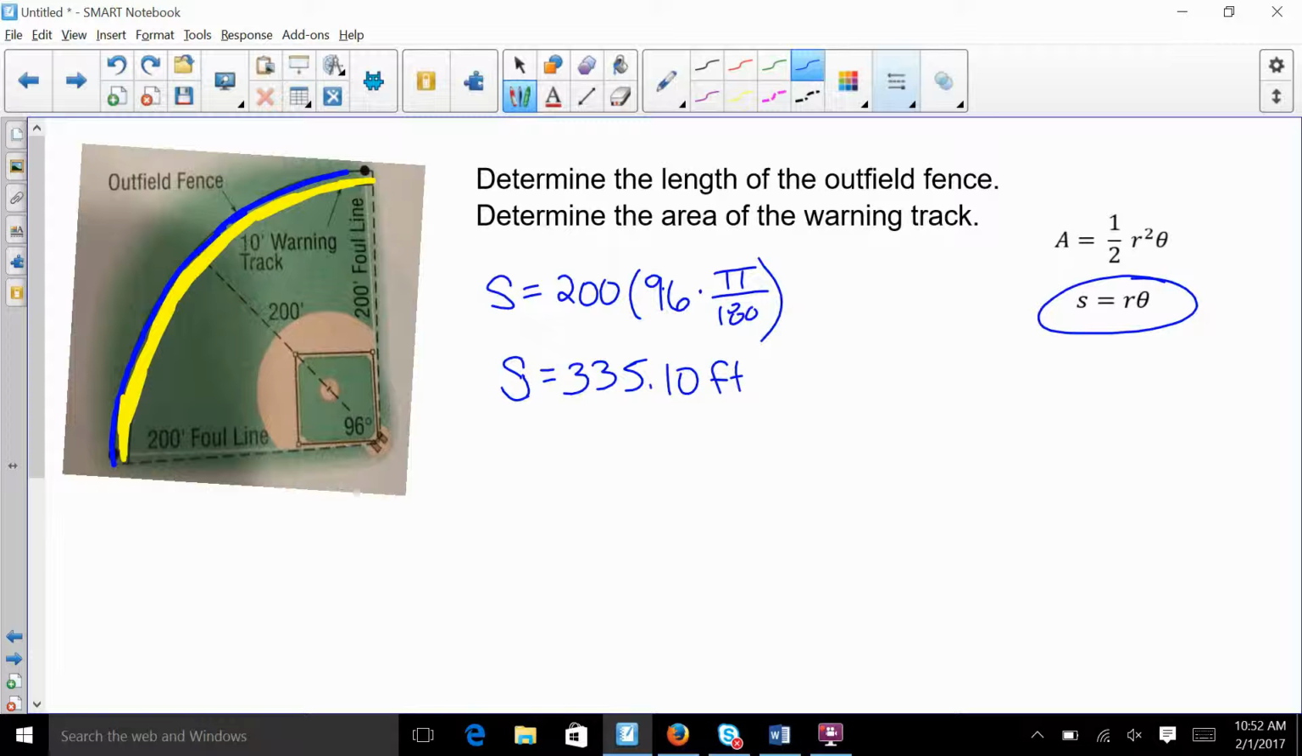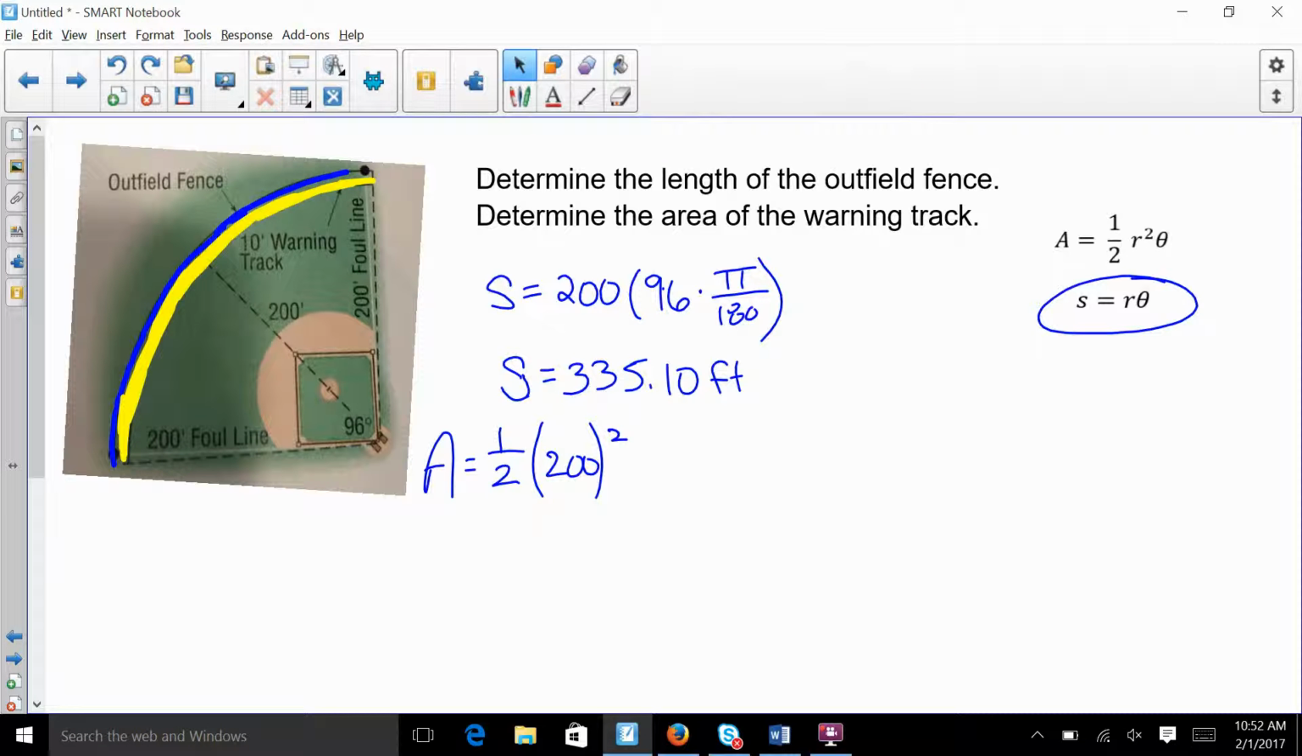Now they want the area of the warning track, which is the yellow. So what we're going to do is find the area of the whole baseball diamond, and then subtract out the part of the baseball diamond that goes up to the inside of the warning track. So we're going to find two areas and then subtract them, okay? My formula for area is 1/2 times your radius squared. Well, we're going to find the whole baseball field first. So that radius is 200 squared times your angle in terms of radians, okay?